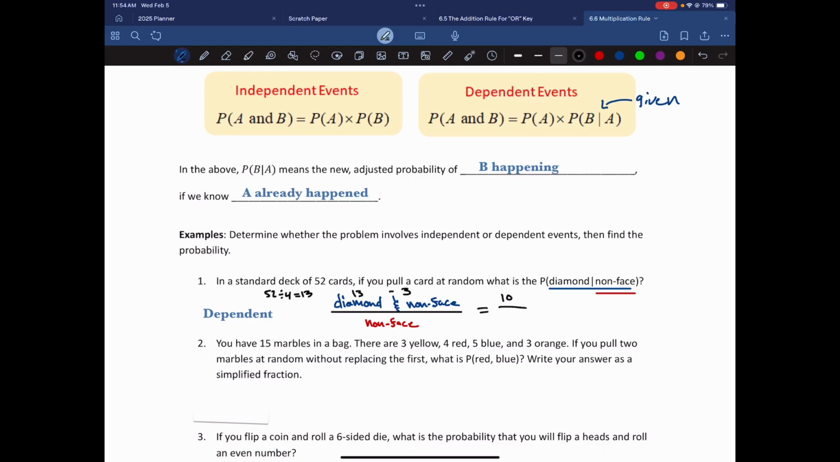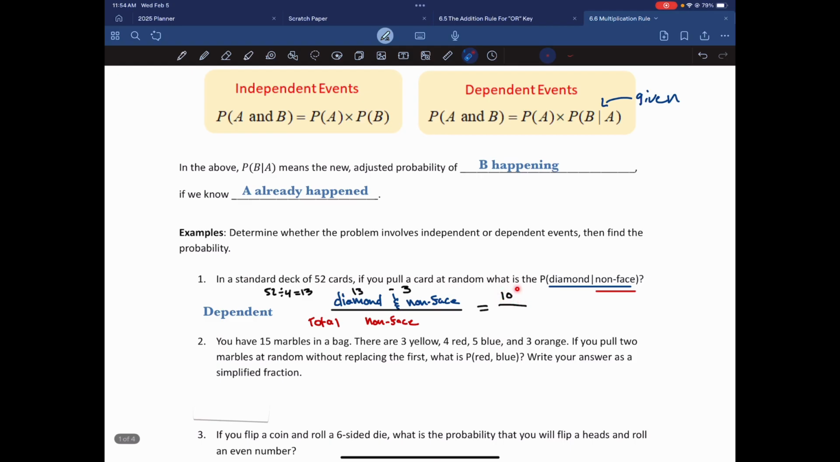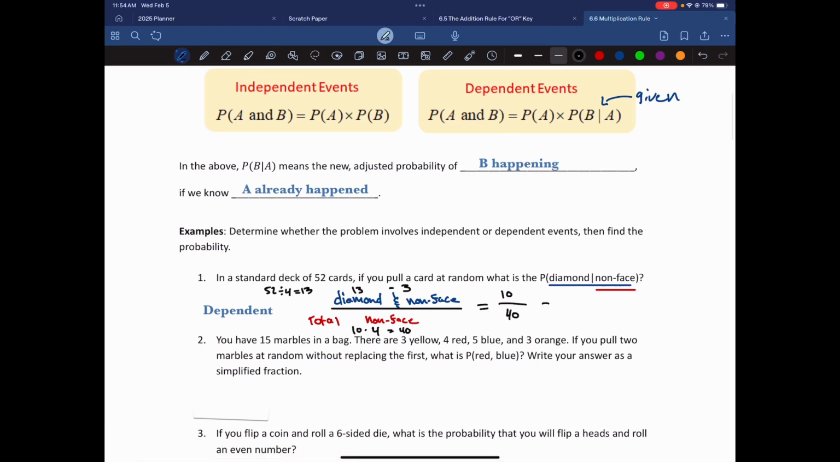Now I have to do my non-face cards. Another way to think about this is my total non-face cards. So how many total non-face cards do I have? Well, if I have 10 non-face cards per suit, and there's 4 suits in a deck of cards, I can do 10 times 4, and that'll give me 40. So I have 40 non-face cards. If I simplify this down, I have 1 over 4 as my probability, okay?